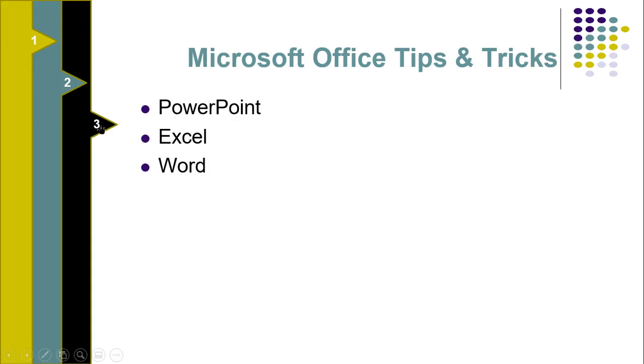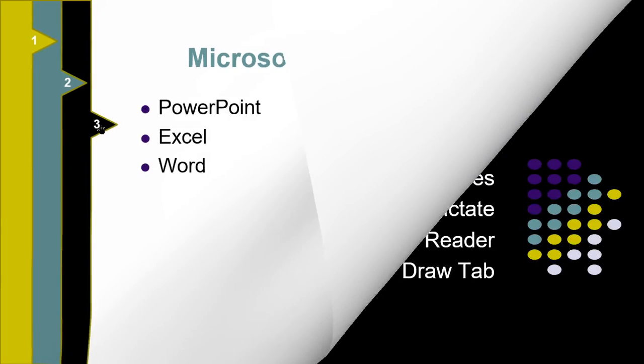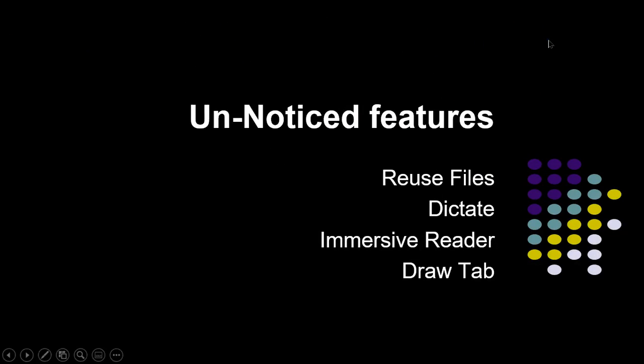So the final one here, which is option number 3, creating a hyperlink, takes you to that page. There's some features in Word that are totally underutilized. And some of these features you may not have unless you have Office 365, so keep that in mind as well. But one of the features is reuse files. There's a dictate where you can just talk and it will type everything in there for you. The immersive reader is pretty handy when you want to focus on just one line at a time, or break it down into syllables, or go into the draw table.